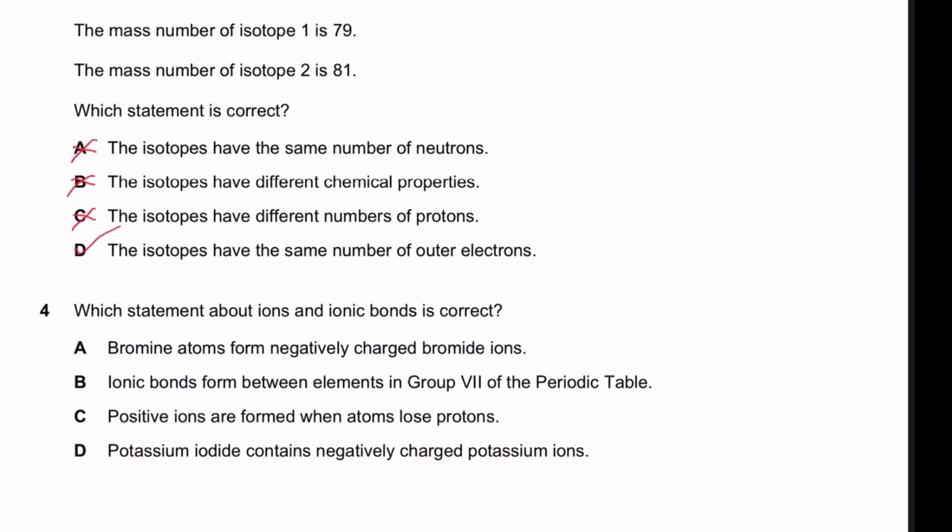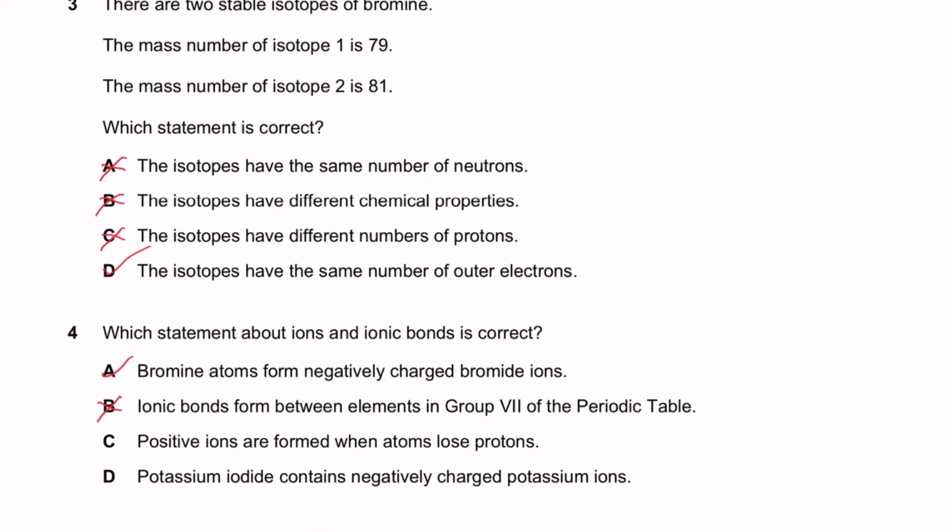Which statement about ions and ionic bonds is correct? Bromine atoms form negatively charged bromine ions. Is correct. Ionic bonds form between elements in group 7 of the periodic table. No. Ionic bonds are formed between metals and non-metals, and it says that ionic bonds form between elements in group 7, and in group 7 there are non-metals.